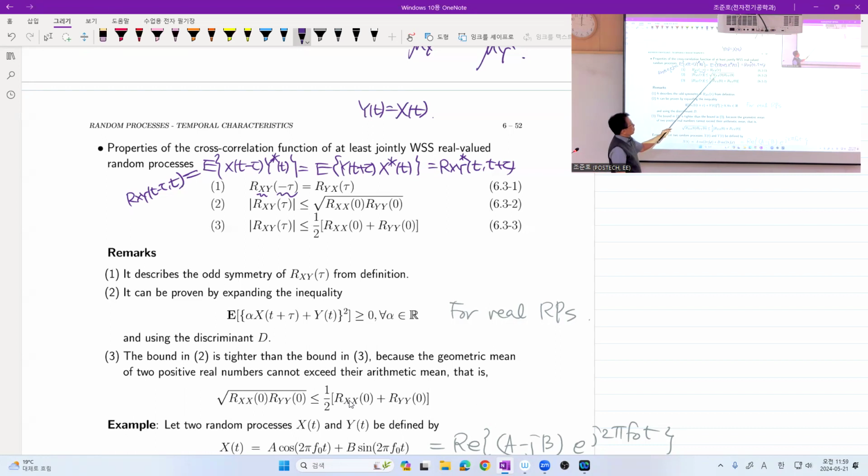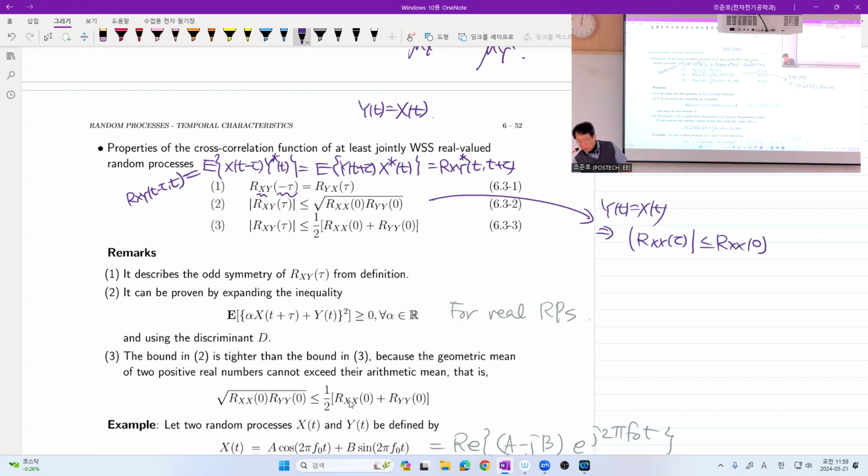This is the autocorrelation function after we remove the sign. What is the right-hand side? The first term is Rxx of 0, and the second term is also Rxx of 0. So you have Rxx of 0 squared under the square root. So the right-hand side, in the special case of y equals x, is simply Rxx of 0. So Rxx of tau is bounded by Rxx of 0. Got it? Which is positive. And we've already seen this, right? When we have a special case.